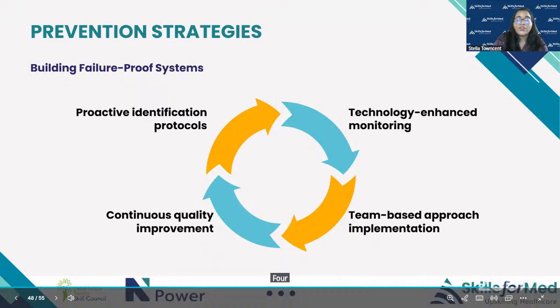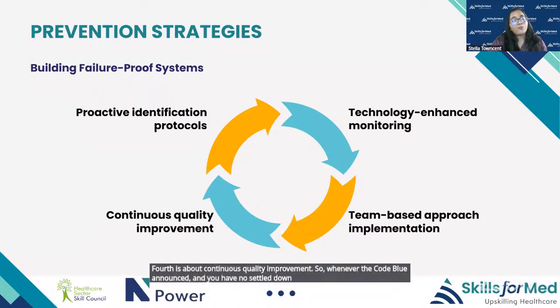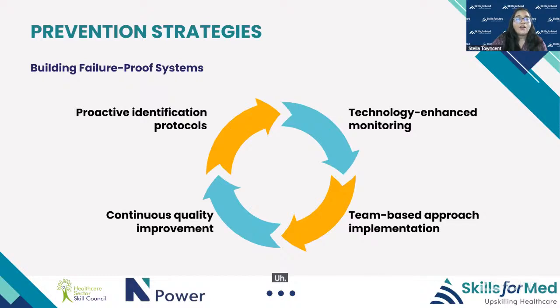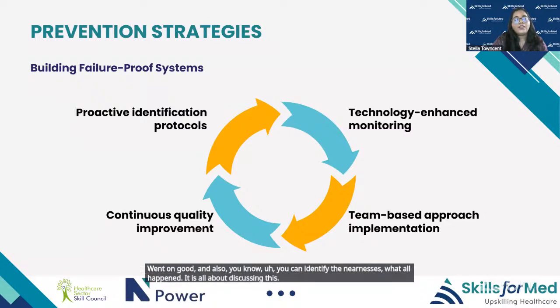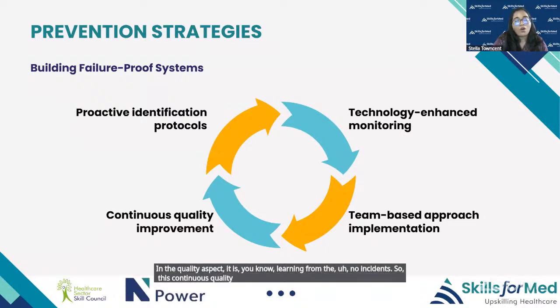Fourth is about continuous quality improvement. Whenever a code blue is announced and you have settled down, you have to plan a day to discuss the code blue: what happened, what went wrong, and what all went well. You can also identify the near misses. It is all about discussing this in the quality aspect, learning from the incidents. So continuous quality improvement will also be an important factor under the prevention strategies.